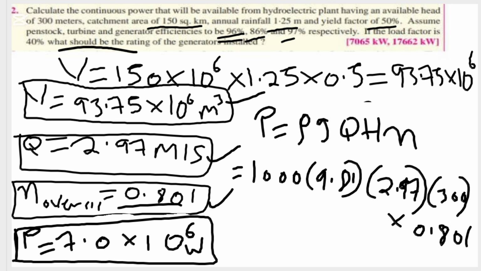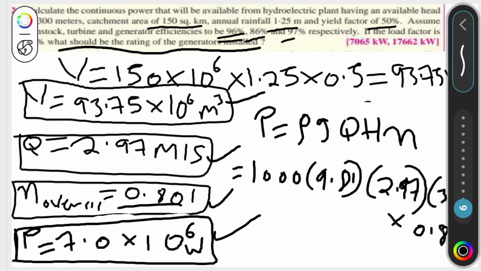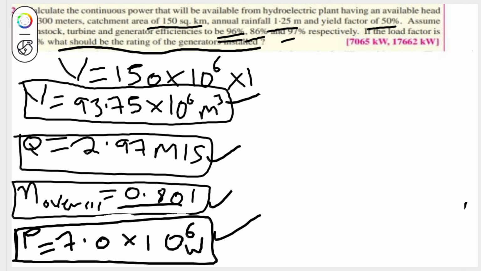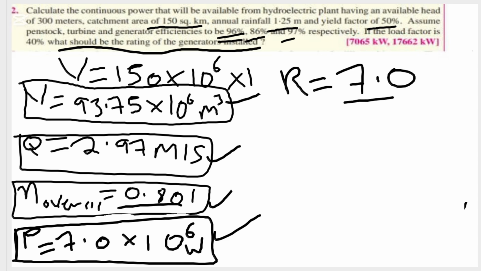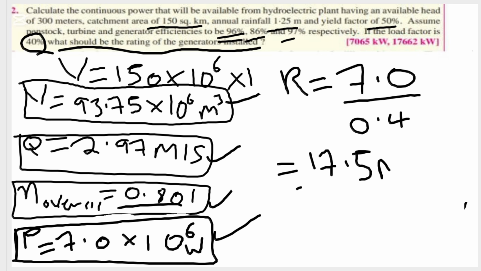So the next thing that I'm going to find is the generator rating. The question says, what should be the rating of the generator installed? So we have to find two things. We first find the continuous power. The next thing we are going to find is the generator rating. To find the generator rating, it is the same thing as saying 7.0 divided by the load factor. So don't forget we have the load factor here as 40%. So it will now become 0.4 after conversion. So the generator rating will now be 17.5 megawatt.